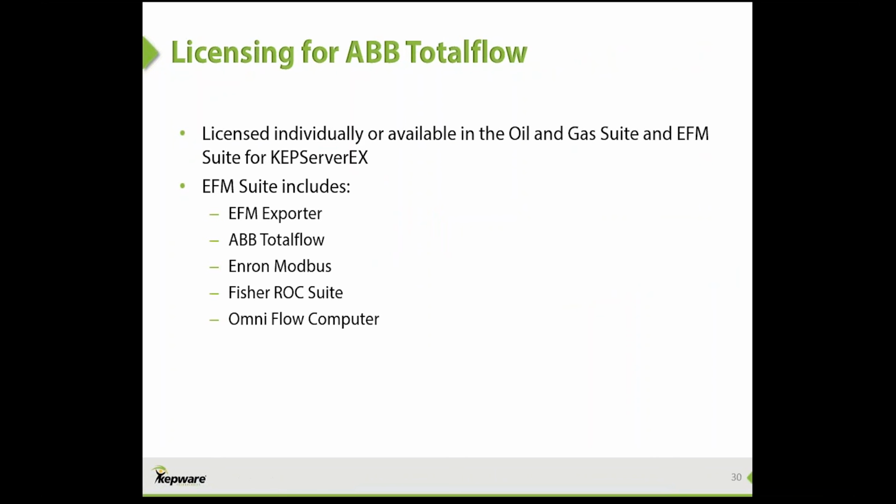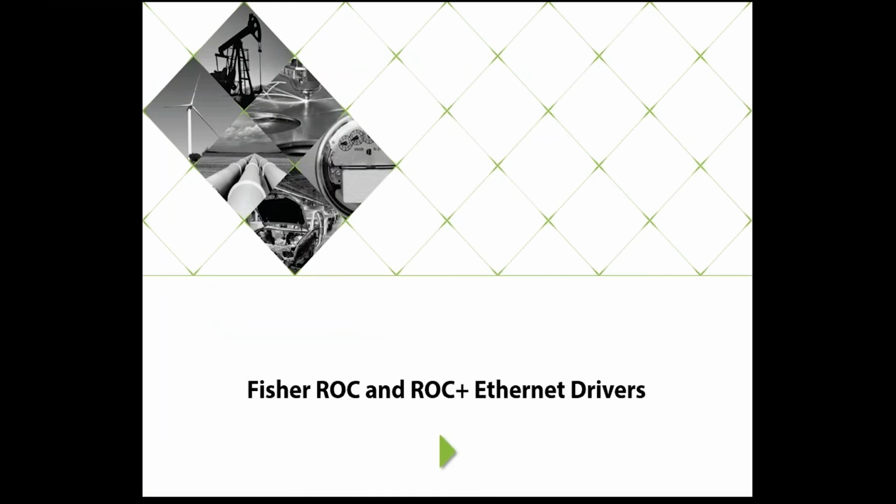So the ABB Totalflow, how do you license it? It is licensed individually, or you can roll it up in a suite. The EFM suite includes our EFM exporter, which is a plugin for exporting your EFM data, and then 4 different flow computers: the ABB Totalflow, Enron Modbus, the Fisher-Rock flow computers, and OmniFlow computer. So that's it for ABB.